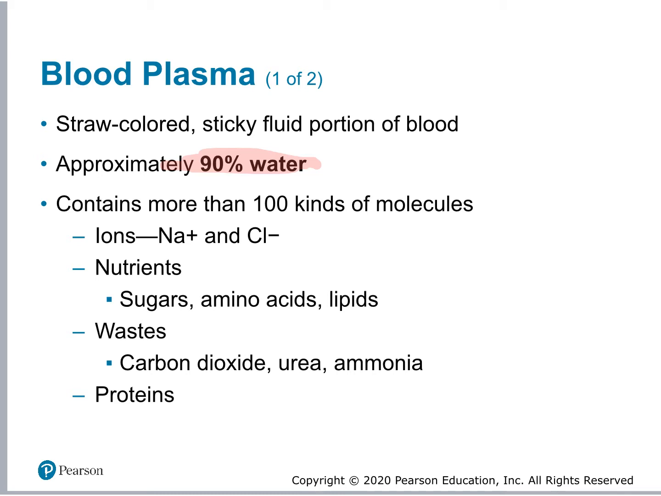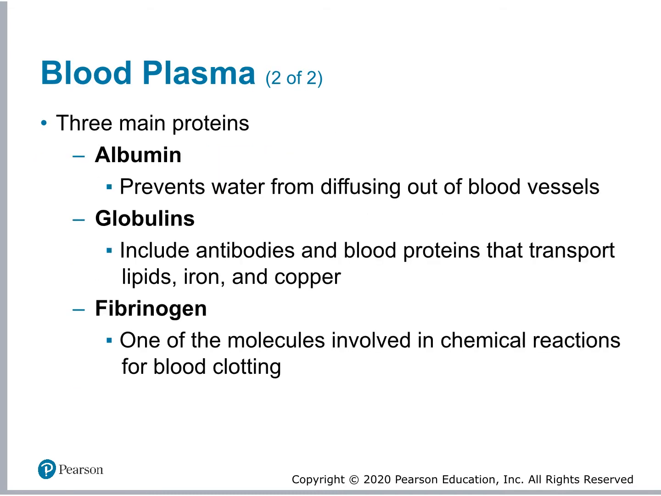All right, so we can see the ions, we can read about the sugars and the wastes. We're going to look at the proteins here in just a minute. There are different kinds of plasma proteins, but there are three main plasma proteins we're going to look at right now. They are known as albumin, globulins, and fibrinogen. And we'll look at their functions. We'll look at albumin first.